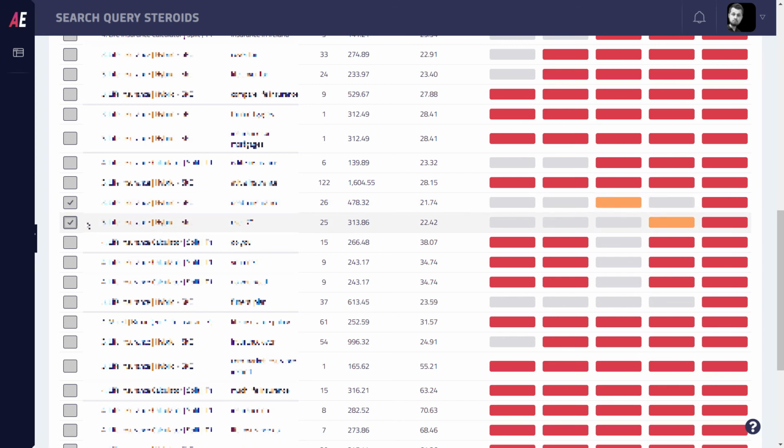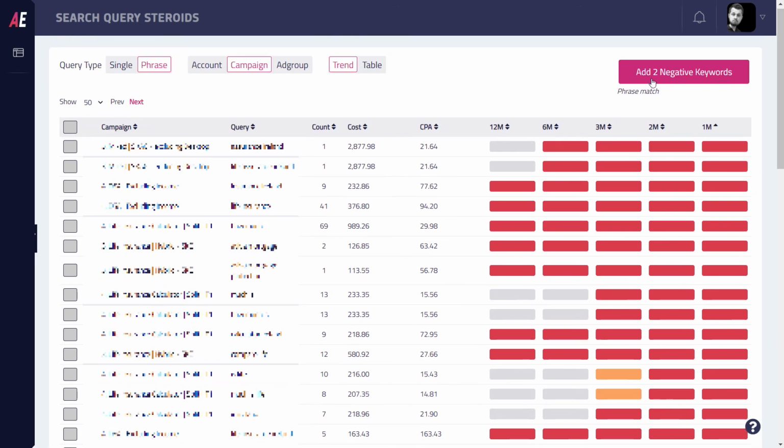So it's as simple as that. You take the queries that you want to add as negatives, scroll back to the top, and then we will add them as phrase negatives to those campaigns for you. And we'll expand out, as I said before, to ad group, campaign, and negative keyword list level.